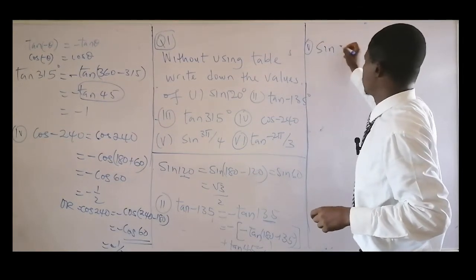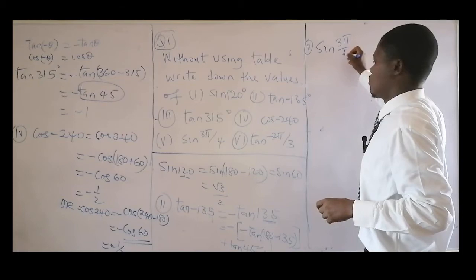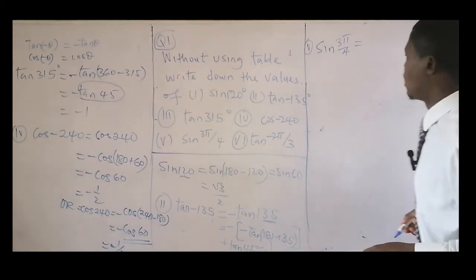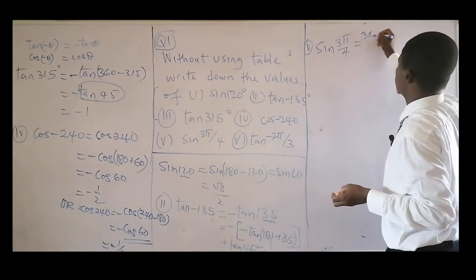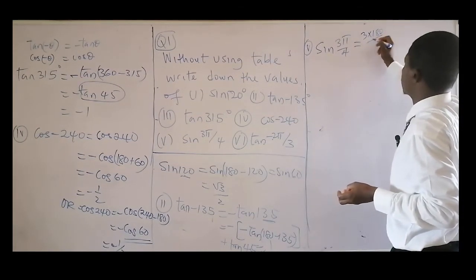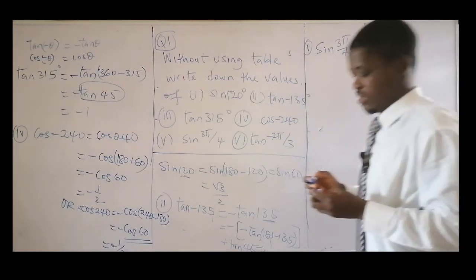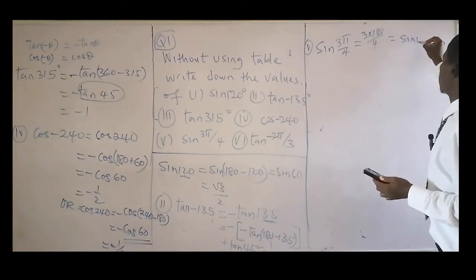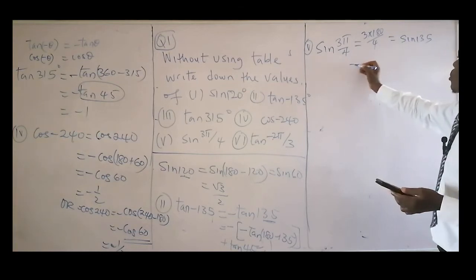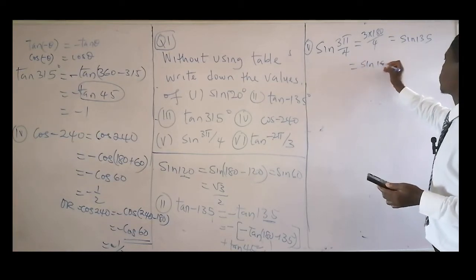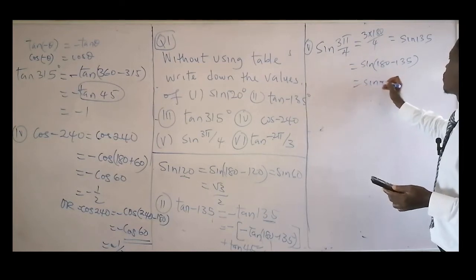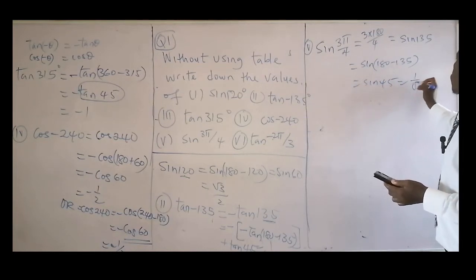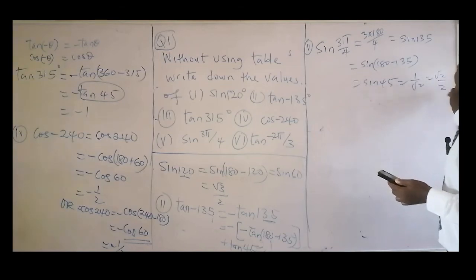The fifth one, sine 3 pi over 4. This is in radians, so we need to change to degrees, which is 3 times 180 over 4. That gives sine 135, and that is equal to sine 180 minus 135. So that's sine 45, and that's 1 over root 2, or root 2 over 2.